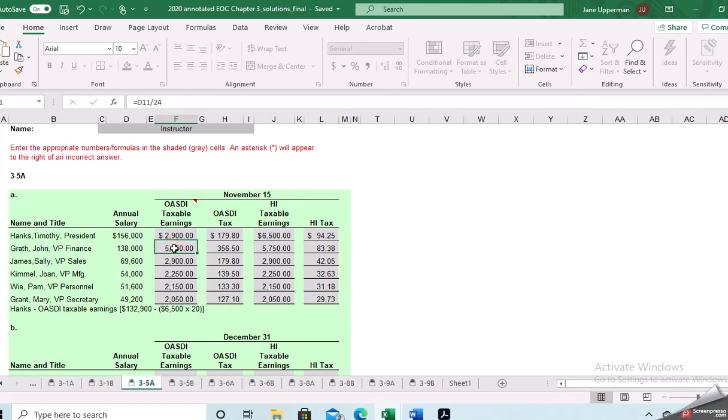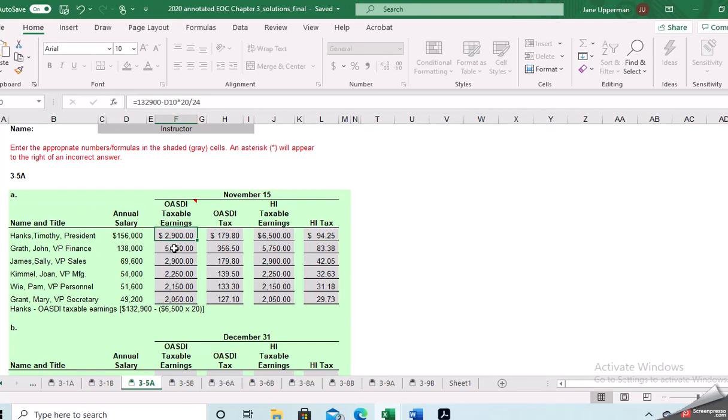As we move down to these other ones here, you can see the formula is very easy. We're just taking their annual salary and dividing it by 24, and that's going to be their taxable earnings. But because this one is over the $132,900 threshold, we need to subtract that out, and from that point, once he's crossed over that threshold, he will not be subject to those taxes. Okay. So then if we look at these formulas, the Social Security tax is the 6.2%.